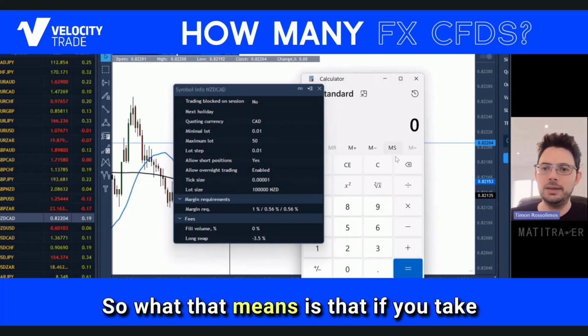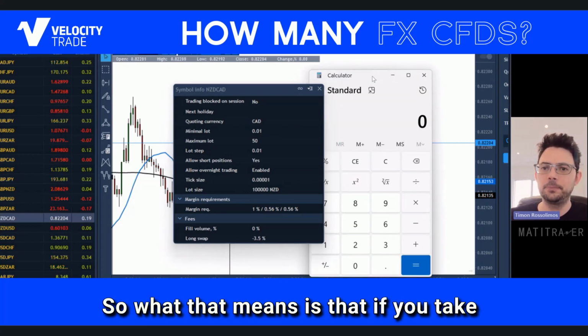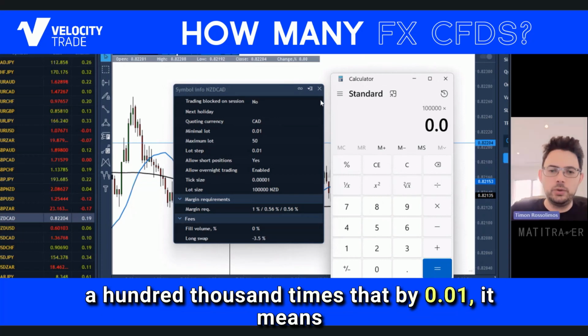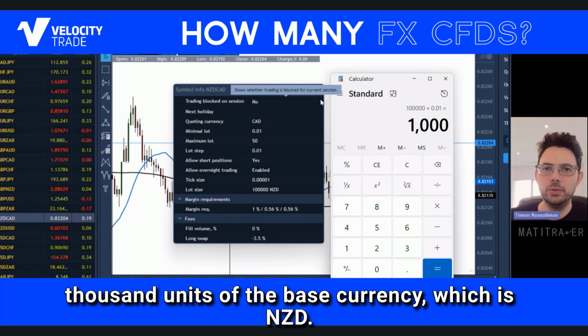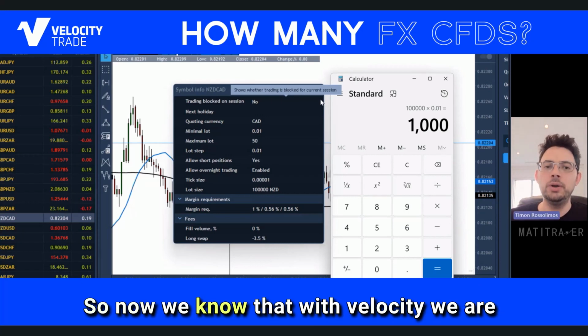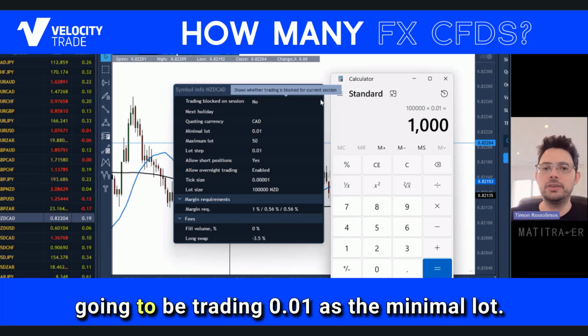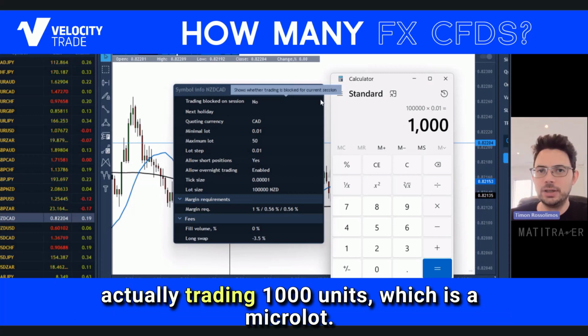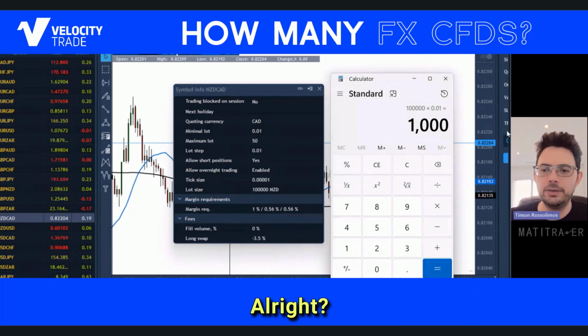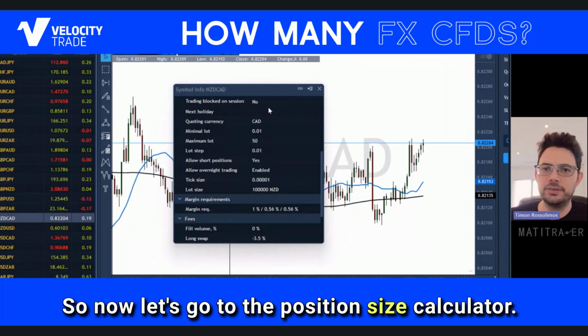So what that means is that if you take 100,000 times that by 0.01, it means that you'll be buying a micro lot of 1,000 units of the base currency, which is NZD. So now we know that with Velocity, we are going to be trading 0.01 as the minimal lot. And we know that in the background, we are actually trading 1,000 units, which is a micro lot. All right, so now let's go to the position size calculator.